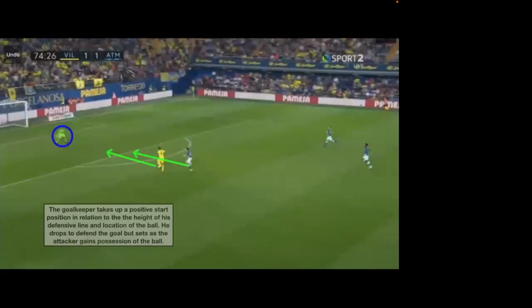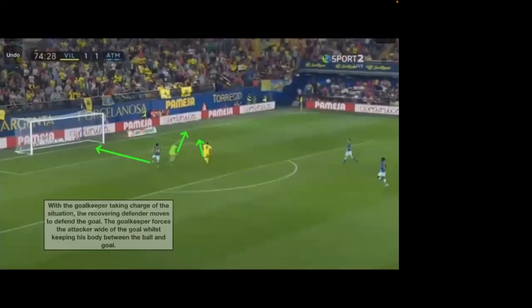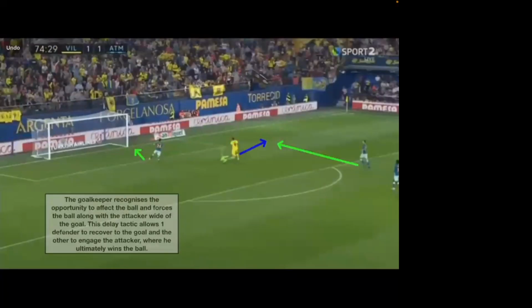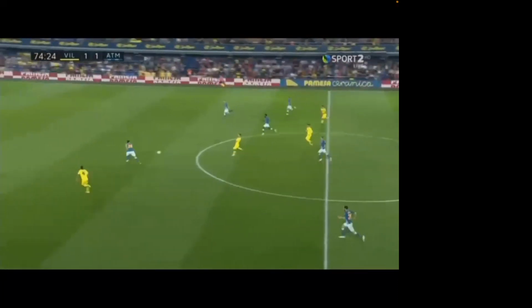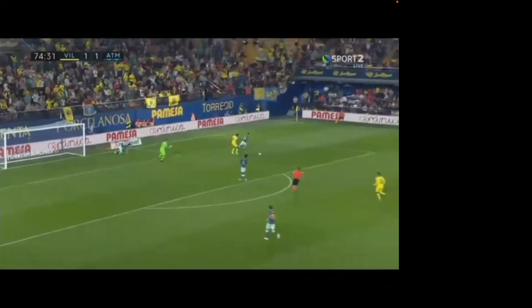Where the ball's come from, he started quite high. So he can't drop too far as the attacker's in control of the ball. He's had to hold his position. Recovering defender there starts to force the attacker wide. The attacker doesn't think he can get the shot off. So Oblak takes control of the scenario. He starts to force the attacker wide as the defender recovers towards a goal. He's keeping his body in between the ball and the goal. Recognises the opportunity to go and affect the ball. He forces the ball wide along with the attacker, forcing them away from goal. So, as I mentioned, that delay tactic allows another recovering defender to get in there to win the ball.